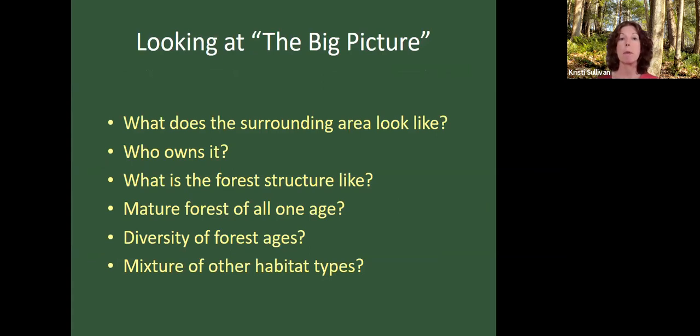So first of all, looking at the big picture. Looking at the big picture means how does your piece of land, or the piece of land that you may be considering, fit into the bigger puzzle? What does the surrounding area look like? Who owns it? That can tell you a lot about how you might expect it to be managed in the future. What is the forest structure like? Is it a lot of mature forest of all one age that looks very homogeneous, or is it a variety of different ages? And is there a mixture of other habitat types sprinkled in with the forest habitat across the landscape, or is it a mostly forested landscape?